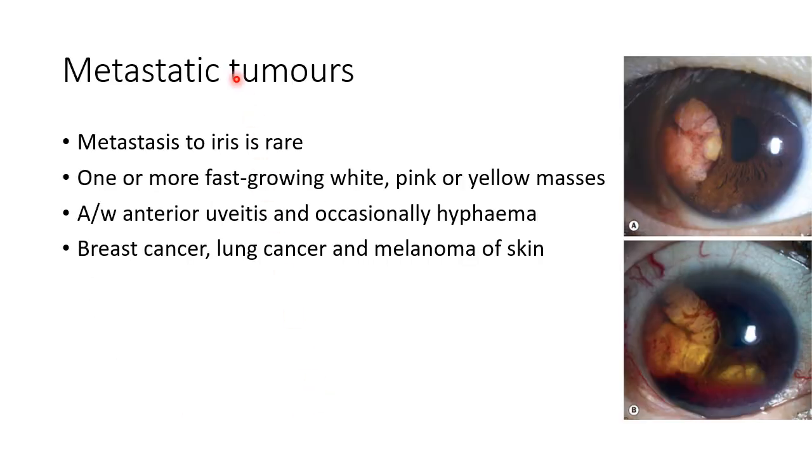Now let us discuss about metastatic tumors of iris. Metastasis to iris is rare. It presents as one or more fast-growing white, pink, or yellow masses, as you can see in this picture. It can be associated with anterior uveitis and occasionally hyphema, as you can see in this picture. The tumors which can cause metastasis to iris include breast cancer, lung cancer, and melanoma of skin.